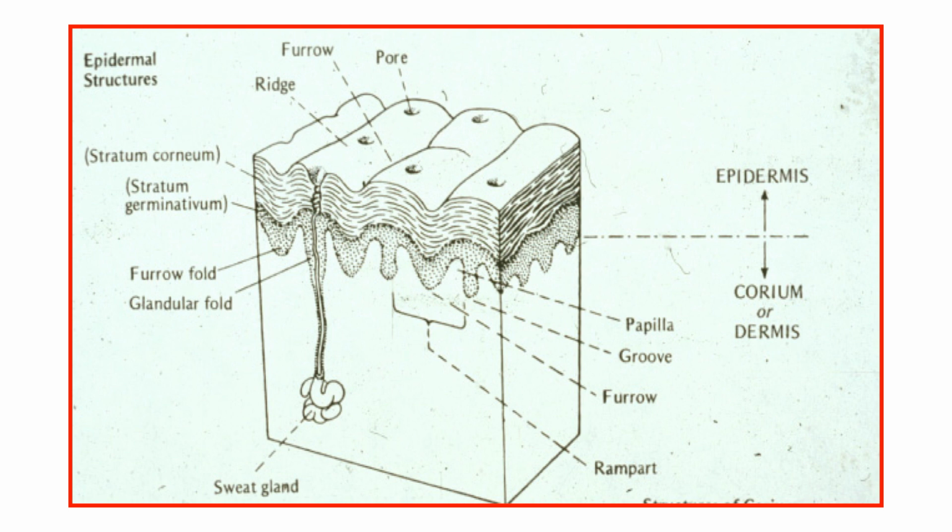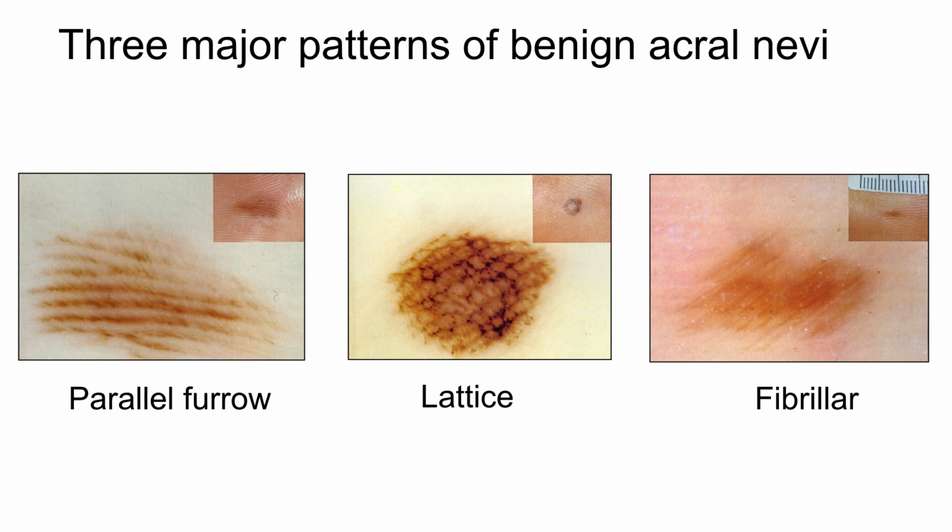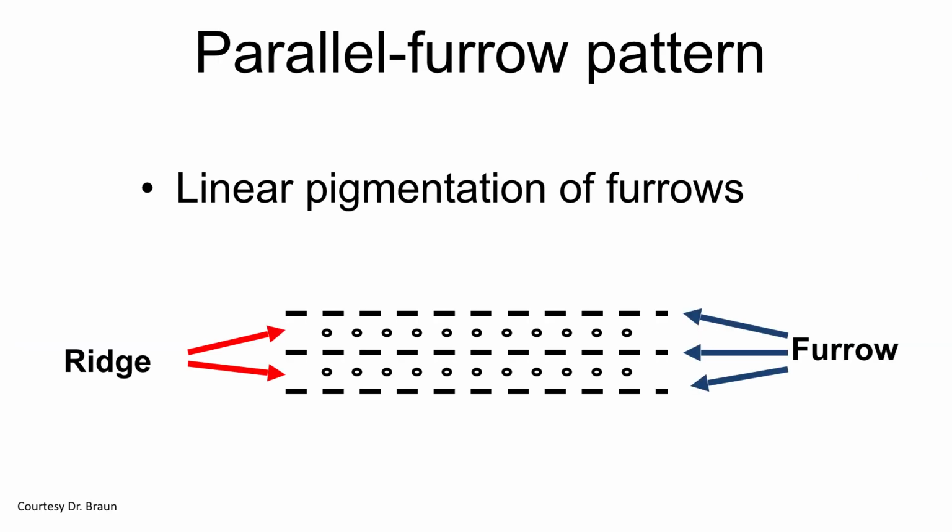We have the dermatoglyphics on the volar surfaces characterized by ridges and furrows. There are three major patterns of benign acral nevi: parallel furrow, lattice, and fibrillar patterns. The parallel furrow pattern is characterized by linear pigmentation of the furrow, and it spares the ridges. In this example, you can see linear brown pigmentation of the furrow. The furrow is characteristically thinner than the ridge.